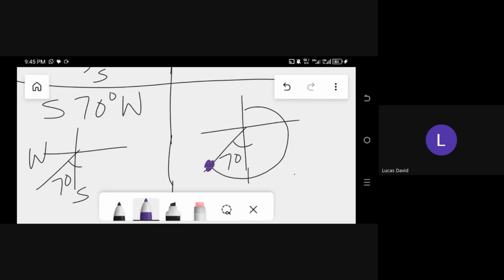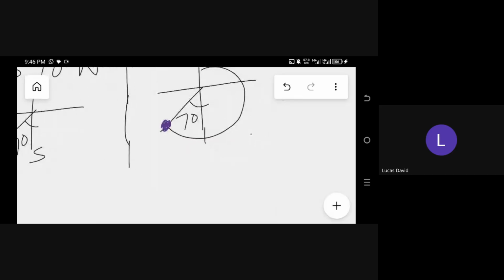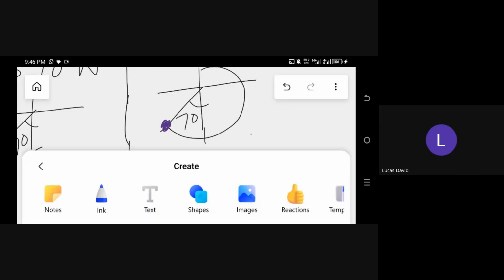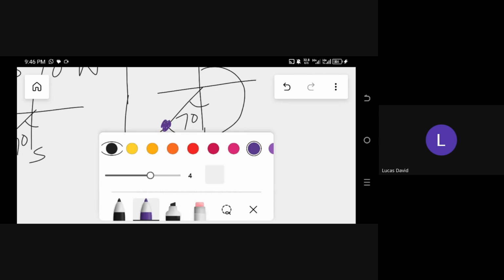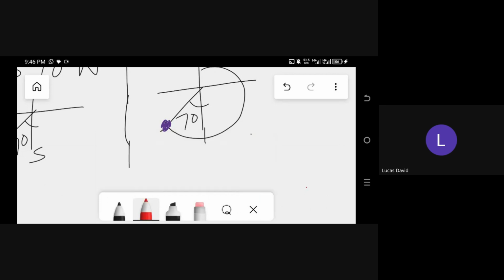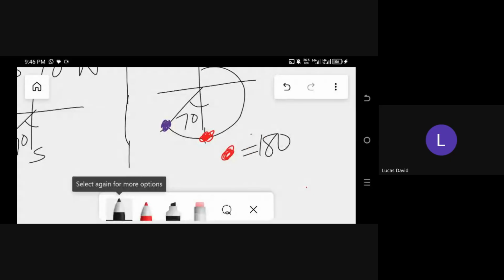So from the north down until we get to the line purple. Yeah, from the north down to this line, red. From 90, the north, 180. From the north down to red is 180.